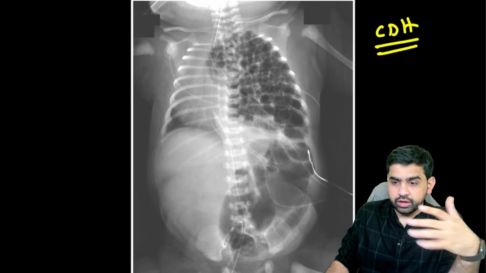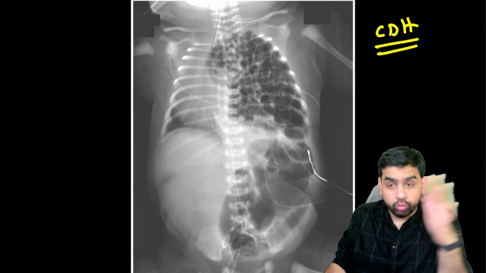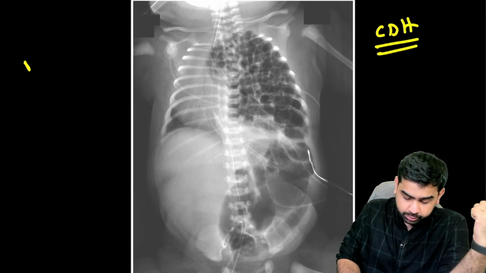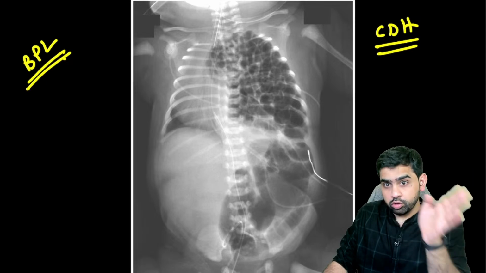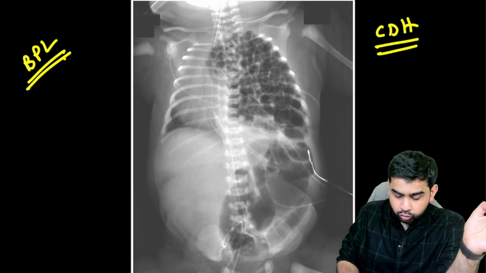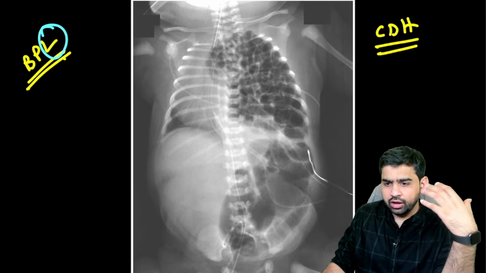Now, for the Bochdalek hernia, what they basically many times ask you is the location of this particular hernia. So you can remember it by the numbering BPL, that is, Bochdalek hernia is posterolateral, and it is more commonly present on the left side as compared to the right side. Now, very, very basic stuff.